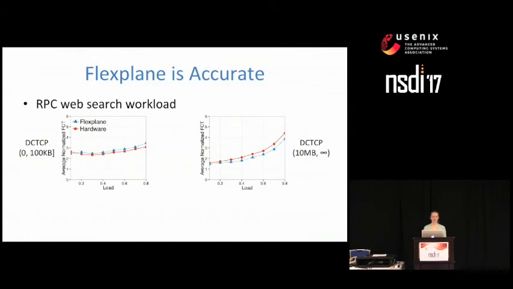This graph shows the results of this experiment for DCTCP, for the small flows on the left and for the large flows on the right. Our paper also shows these results for Droptail. Across DCTCP and Droptail, Flexplane predicts the average normalized flow completion time to within 2 to 14% for loads up to 60%. For higher loads, Flexplane's accuracy decreases slightly, but remains within 18% for small flows and 24% for large flows.